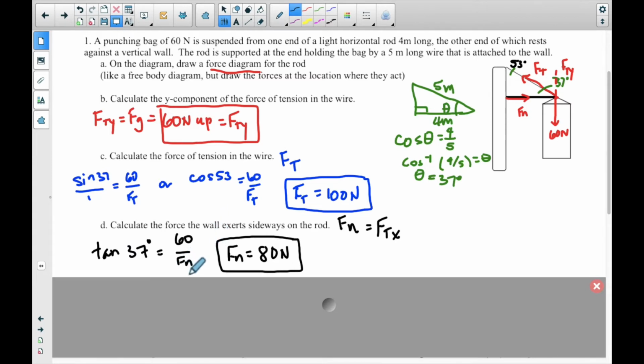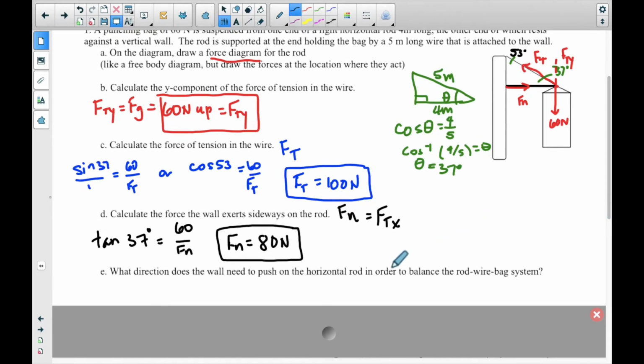Okay, for this one, again, you could have used sine, cosine, tangent, whatever works for you. I went ahead and used tangent just because I knew information where tangent would help. And when I figured it out, the normal force comes out to be 80 newtons. So regardless of what method, you should have gotten 80 newtons.